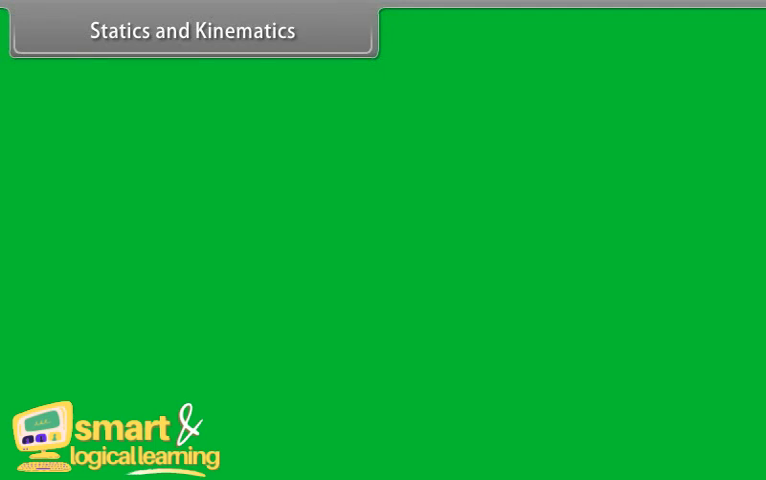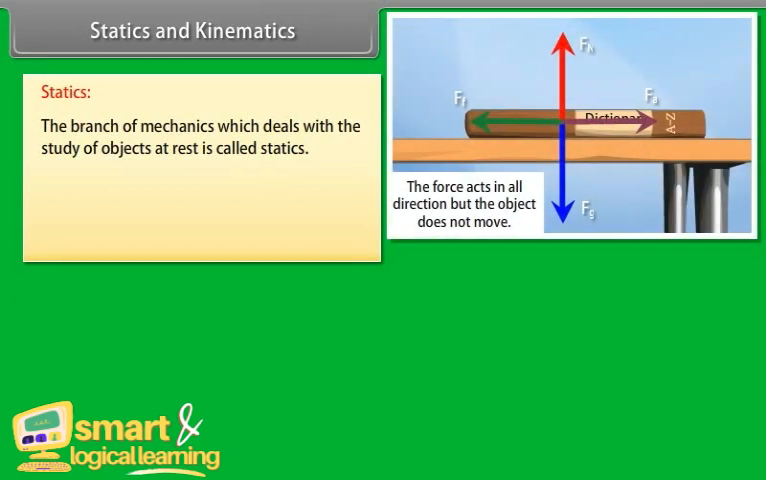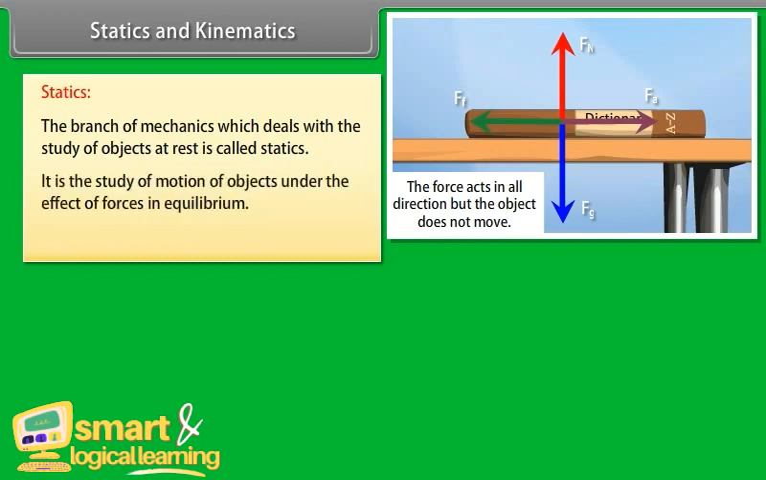Statics and kinematics. Statics. The branch of mechanics which deals with the study of objects at rest is called statics. It is the study of motion of objects under the effect of forces in equilibrium. Time factor plays an important role.